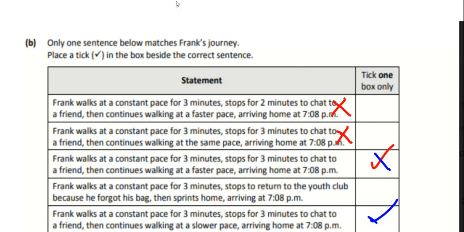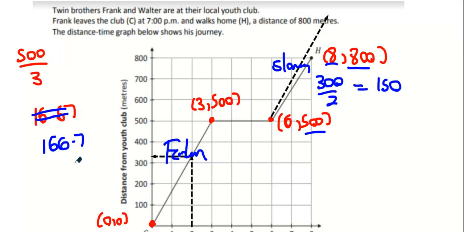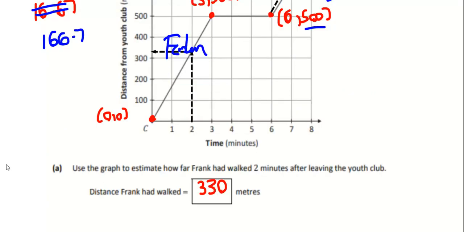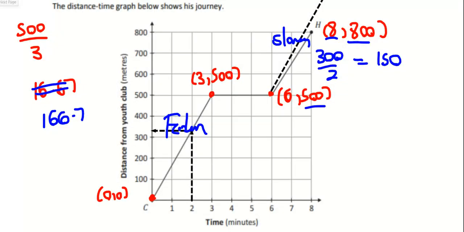Sorry, who got the last one out of interest? No one. You did. All right, well then give yourself 5 marks. Reason being, first one's 166, the last one's 150. My bad. That was unfortunate. All right.